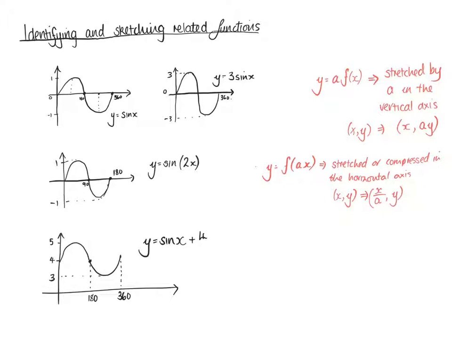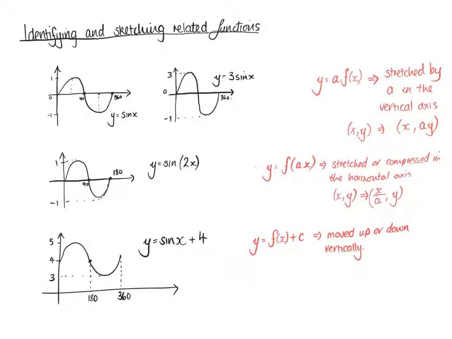So the general one for this, so this is again for any function, if we have y equals f of x plus some constant c, all that happens is that the whole graph is moved up or down, and this time it is vertically.